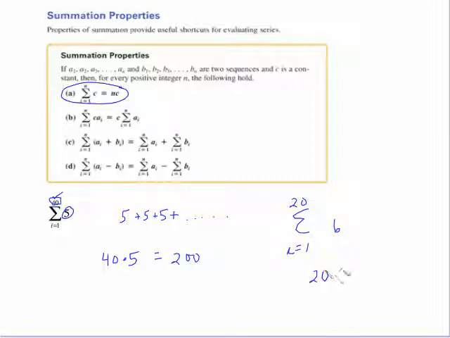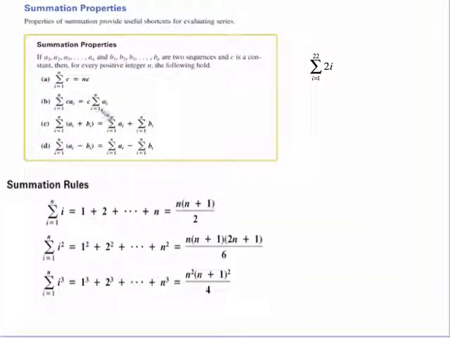The formula says 20 times 6, which is 120. Now the next property is this one right here. This says the summation for i equals 1 to n of c times a sub i. Now c is a constant. a sub i would mean this: you put 1 in for i, you put 2 in for i, etc.